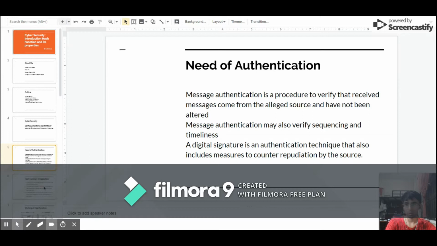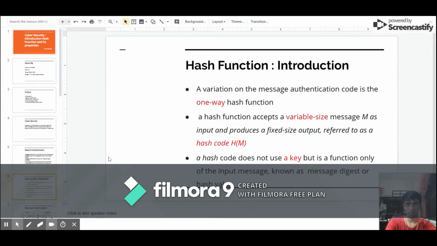Now let's move on to our next topic, the topic of the day, hash function. Its introduction. Let's talk about what a hash function is. A hash function accepts a variable-size message M as input and produces a fixed-size output referred to as a hash code H(M). A hash function is a variation on message authentication code, a one-way hash function.